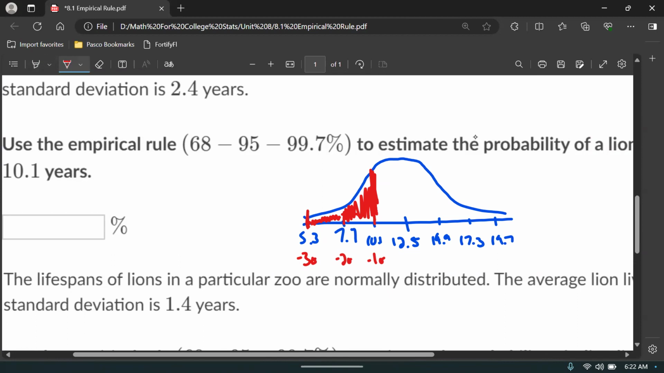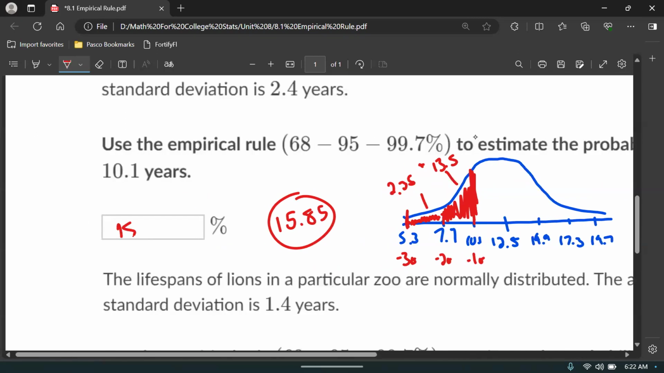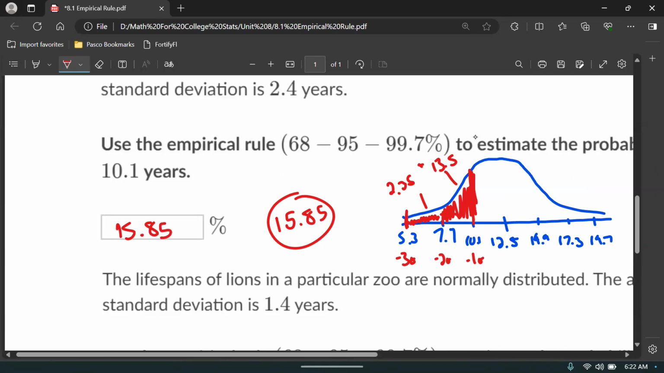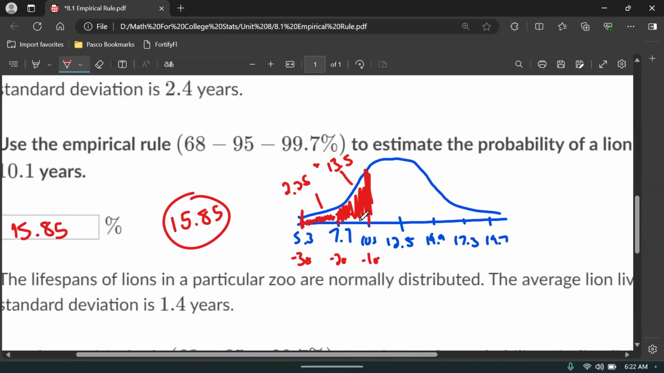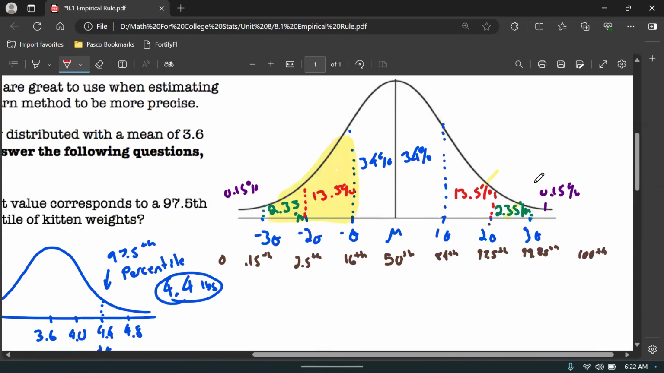Let me be more specific, right? So you guys can see. It's 2.35 and it's 13.5, which adds together to make 15.85%, obviously. All right. So again, it helps. All you got to do is really draw the number, find which region it is, and then go to that little chart here to help see your percentages a little bit better and add them all up.